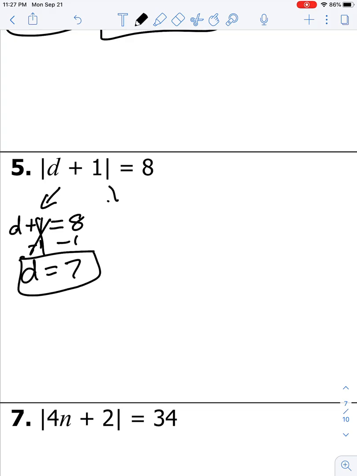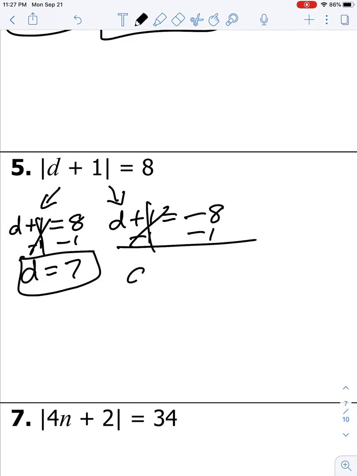Then, for the second arrow, I'm going to take what's on the inside. I'm going to write it down again. But this time, I'm going to set it equal to the negative of what's on the other side. So instead of 8, set it equal to negative 8 and solve. So still subtract 1, and you get d equals negative 9. So our answers are d equals 7 and d equals negative 9.